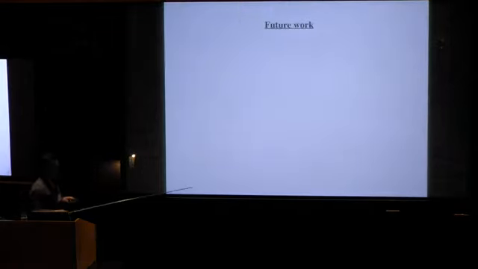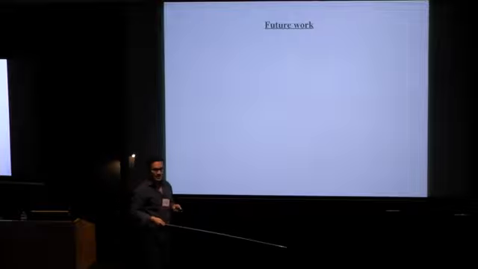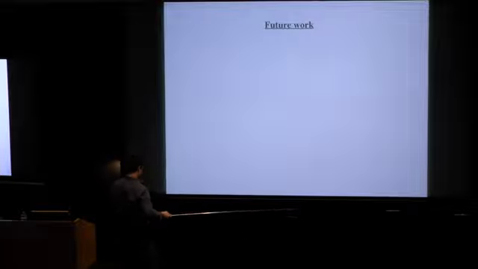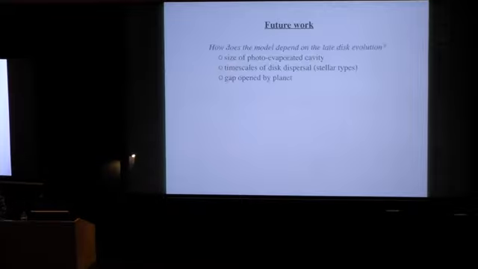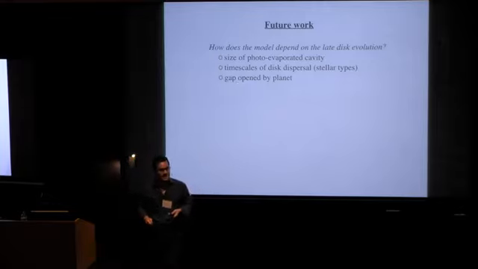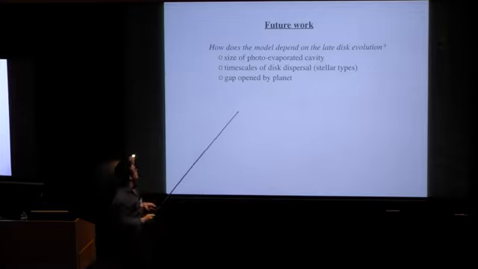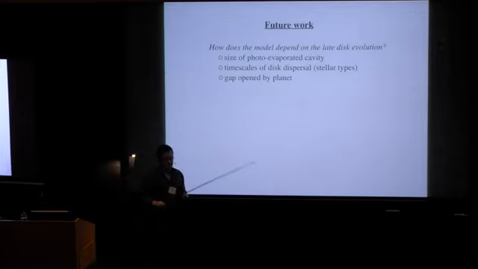Okay, so this is work in progress. There is an interesting connection here between the dispersal phase and obliquities of extrasolar planets. Some of the things that I would like to address, going into more detail of these dynamics, is how the model actually depends on the disk evolution, on the size of the evaporated cavity, whether you trigger this secular resonance or not, and also the timescales of the dispersal, how it depends, for instance, on things like stellar types, because there are trends with the data, and how it depends on the gap opened by the planet.